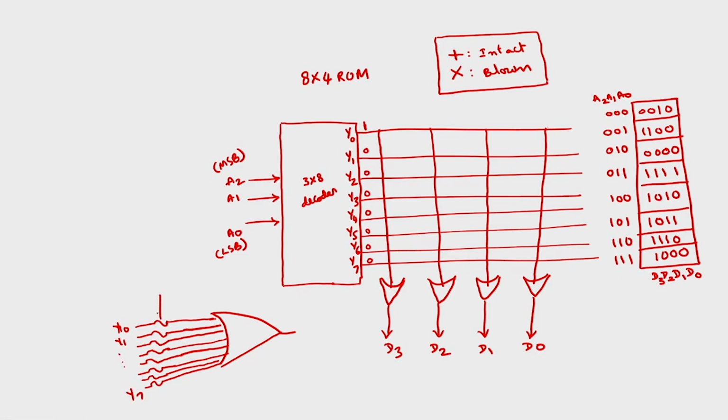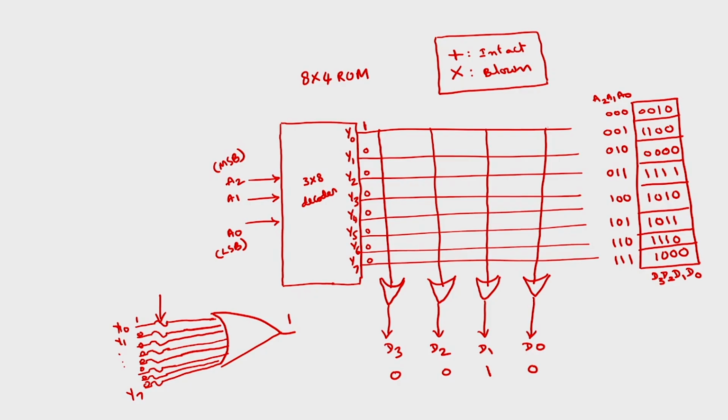So this fuse can be programmed, or it can be kept intact. If I keep it intact and the inputs are 1 0 0 0 0 0 0 0, then the output will be 1. For an OR gate, if one input is 1, the output is 1. So if I keep all the connections intact, the output will be 1 1 1 1. But I want to store 0 0 1 0. Only here I want 1. So the remaining 3 I want as 0 0 0, because I want to store 0 0 1 0 in the first location whose address A2 A1 A0 is 0 0 0.